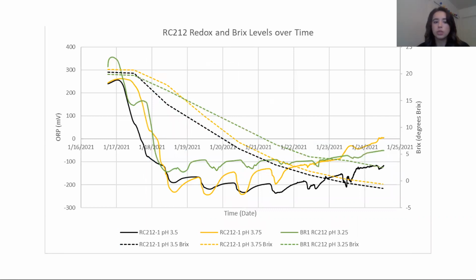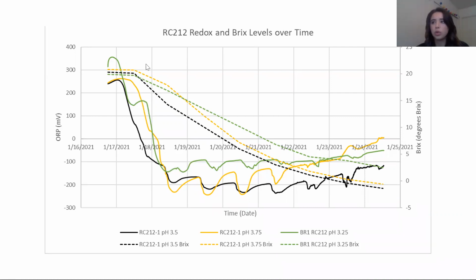The last graph I showed was using Elixir, and this graph shows the same parameters using RC212. The two strains in the same conditions are interesting to compare, since Elixir was such a robust fermenter, while RC212 was one of the weaker ones that didn't always finish. In this graph, we see a similar thing where the fermentation at 3.25 started to drop late, as we see here, and has this plateau. And then once it got to its minimum, it was at a more positive value than the other two.